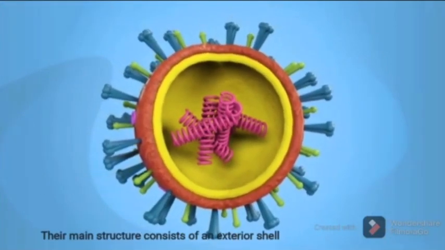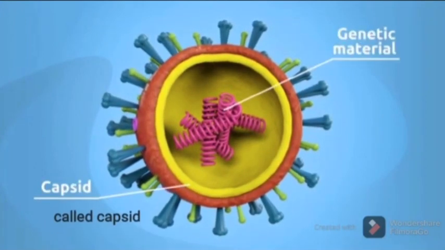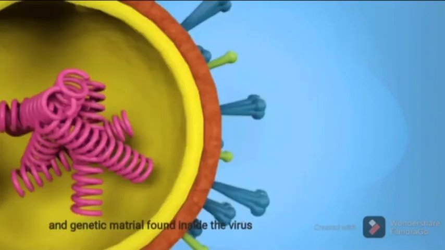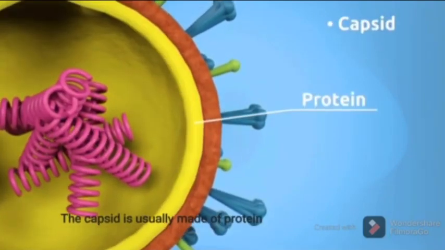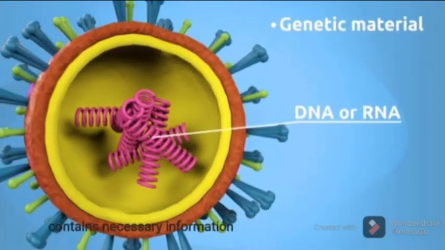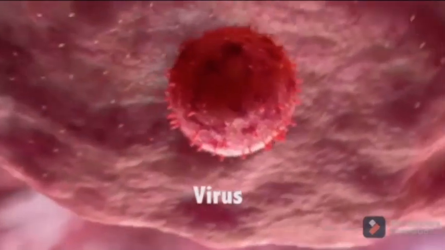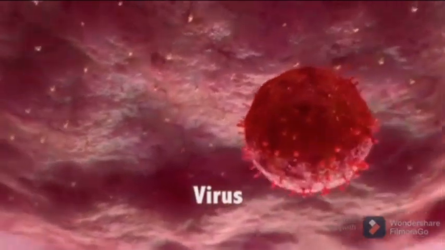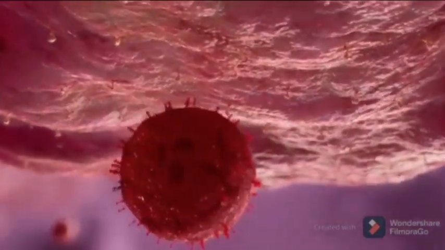Viruses are simple organisms found almost anywhere. Their main structure consists of an exterior shell called capsid and genetic material found inside the virus. The capsid is usually made of protein. The genetic material, which can be either DNA or RNA, contains necessary information to elaborate and form the complete structure. In addition, viruses have their own genetic code, but they do not have the machinery to copy their DNA.